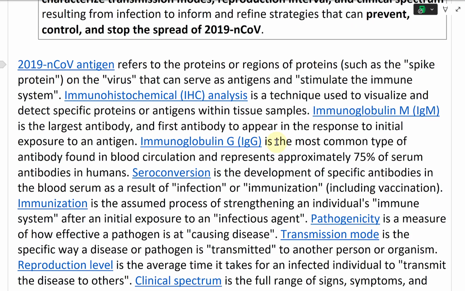And seroconversion is the development of specific antibodies in the blood serum as a result of, quote, infection or, quote, immunization, including vaccination. So basically, you have the antigen, and then seroconversion is when you build up these antibodies in the blood serum as a result of that antigen, and supposedly the antibodies can go and neutralize that specific antigen.